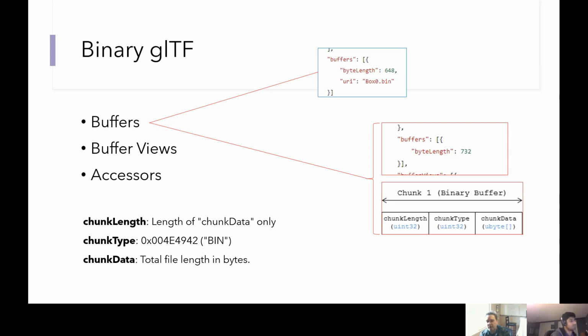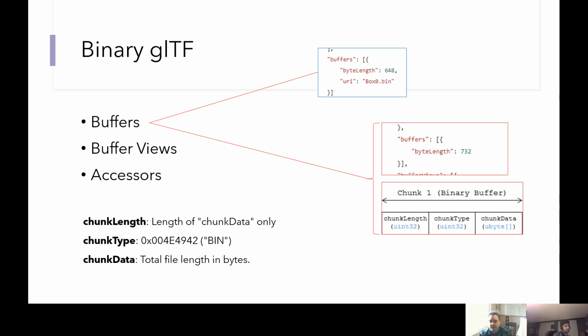Total file length is going to be... that says I got to update that. That shouldn't be total file length of bytes. The chunk length is the length of the chunk data only, and the chunk data is actually the data that is our binary data. So ignore that misquote there.